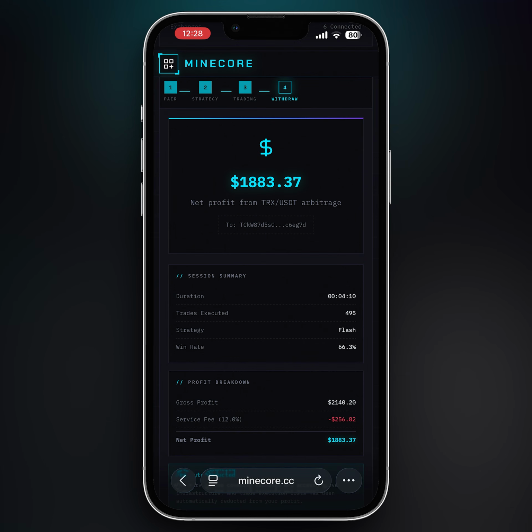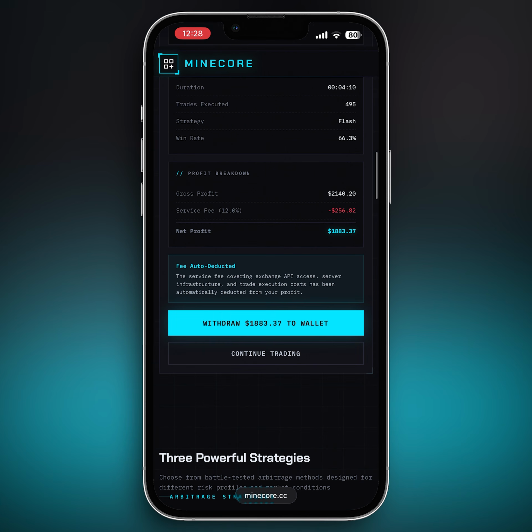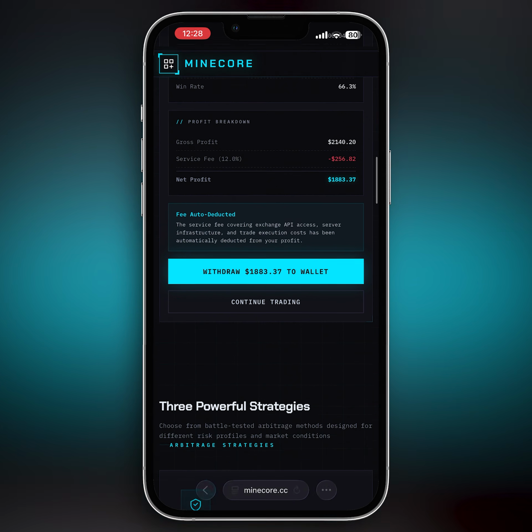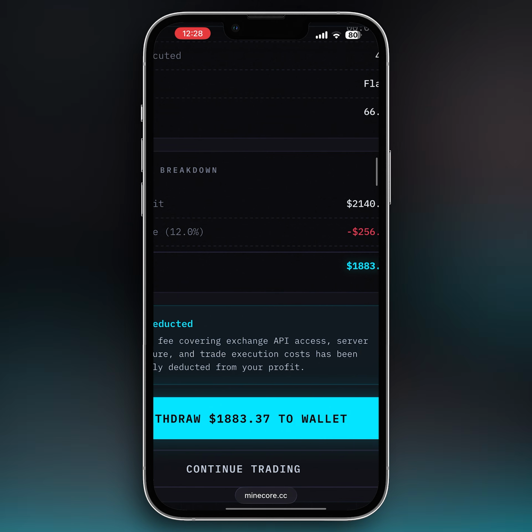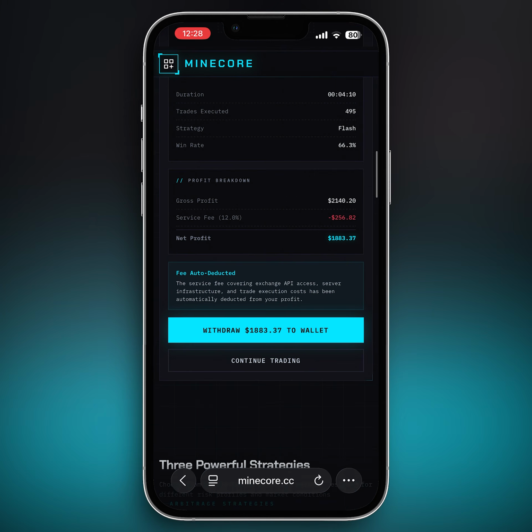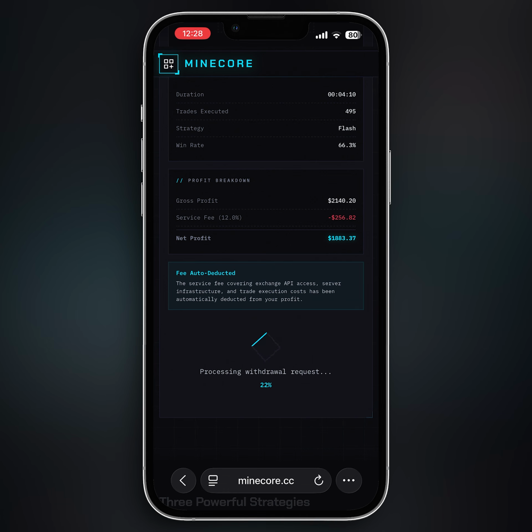Okay, session is done, and this page shows everything I need. How long it ran, how many trades happened, what the win rate was, and then the final profit number at the bottom after the platform already took its fee. That bottom number is what this whole thing was working toward. So here I press withdraw, and waiting for protocol to confirm, TRX is heading to my address.